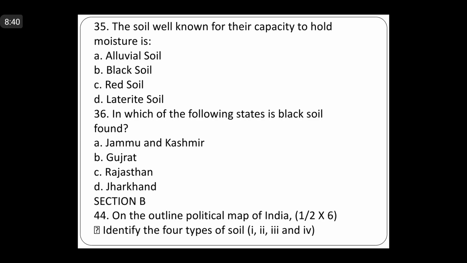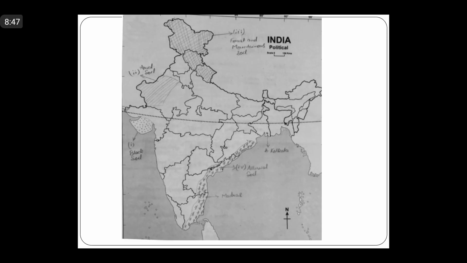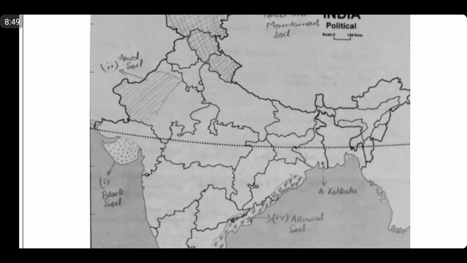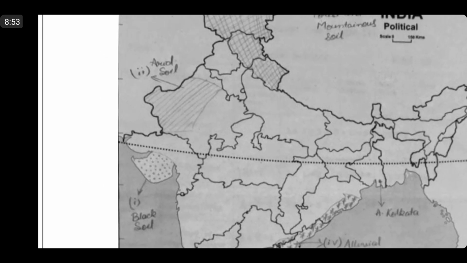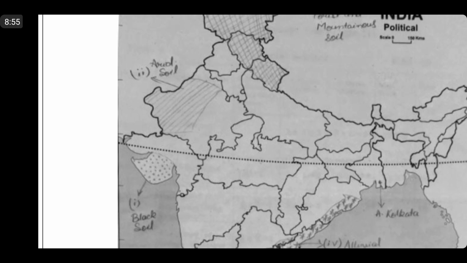Well, section B was your political map of India, and you had to identify the four types of soil given in your question. The first one, here you can see, the answer is black soil. Why black soil? It's only because this is a Gujarat area, right? This area lies in the Gujarat state, so this is the black soil.